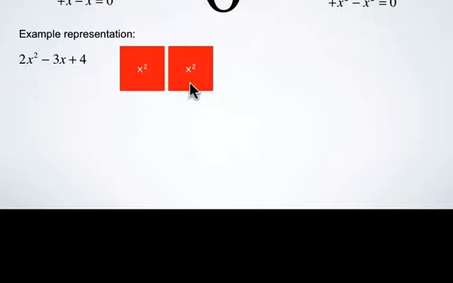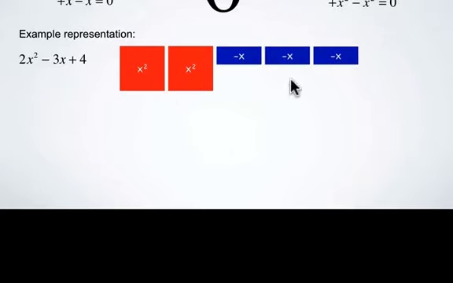So now we can represent polynomials with the tiles. 2x squared minus 3x plus 4. Well, positive 2x squared is 2 of the positive, or the red, x squared tiles. Negative 3x is 3 of the blue x tiles. And positive 4 will be 4 of the red tiles, the 1 by 1 or the 1s. So I have 2 x squareds, 3 negative x's, so negative 3x, and a positive 4.